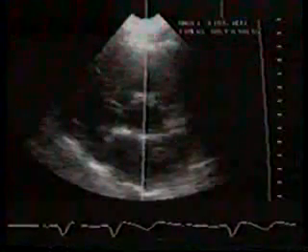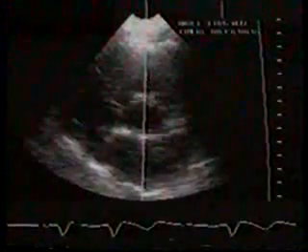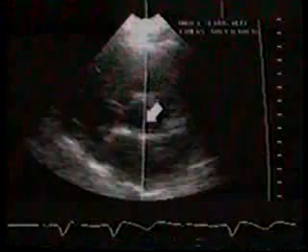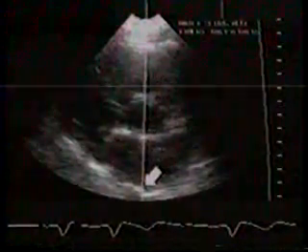It is also useful to measure the left atrium for serial follow-up. Here the cursor has been directed across the right ventricular outflow tract, aorta, and left atrium. The left atrium is mildly enlarged, measuring 45 millimeters.